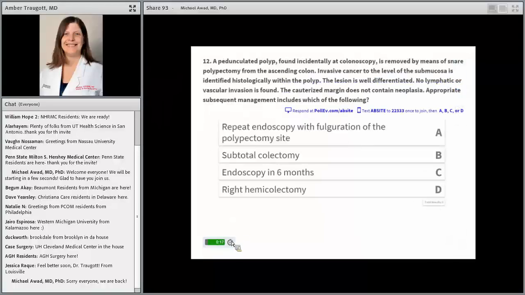Okay, number 12. A pedunculated polyp found incidentally at colonoscopy is removed by means of snare polypectomy from the ascending colon. Invasive cancer to the level of the submucosa is identified histologically within the polyp. The lesion is well differentiated. No lymphatic or vascular invasion is found. The cauterized margin does not contain neoplasia. Appropriate subsequent management includes which of the following? A, repeat endoscopy with fulguration of the polypectomy site. B, subtotal colectomy, C, endoscopy in 6 months, or D, right hemicolectomy.